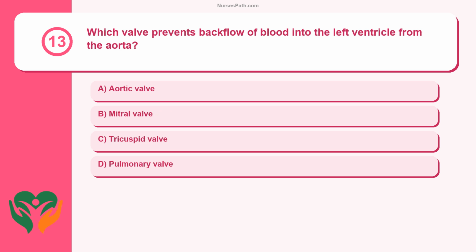Question 13. Which valve prevents backflow of blood into the left ventricle from the aorta? Aortic valve, mitral valve, tricuspid valve, pulmonary valve.